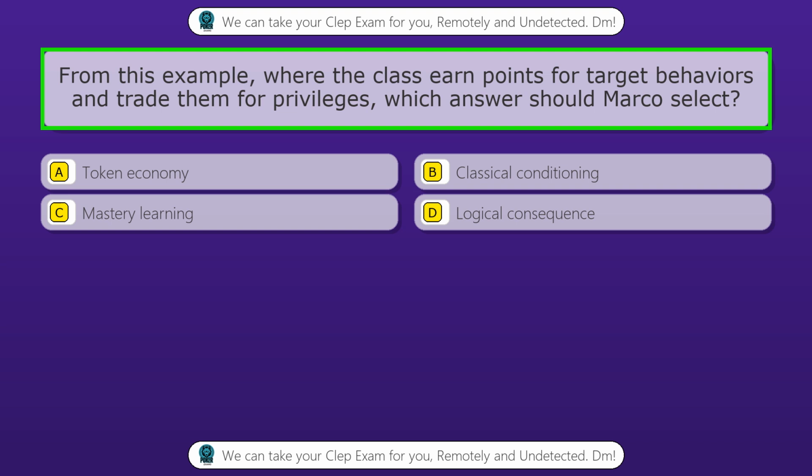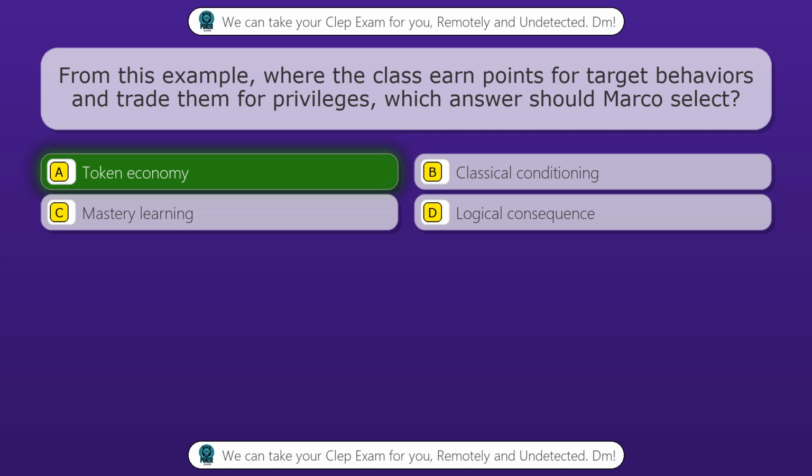Question 72. From this example, where the class earned points for target behaviors and trades them for privileges, which answer should Marco select? Option A, token economy. Option B, classical conditioning. Option C, mastery learning. Option D, logical consequence. The correct answer is option A, token economy.